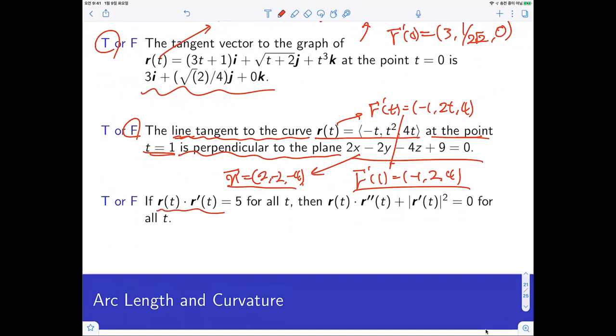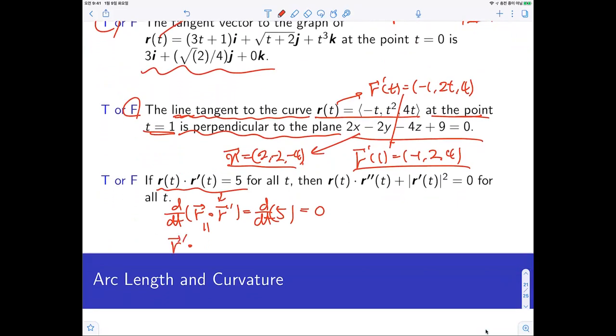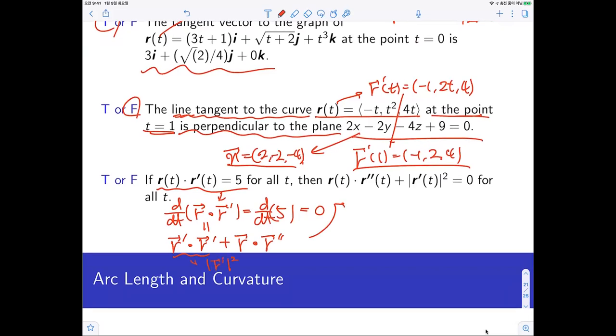Next one is: if the dot product between r and the derivative of r is constant, then we calculate d/dt of r dot r' equals d/dt of 5. Since 5 is constant, we have 0, and from the derivative of a product we get r' dot r' plus r dot r''. Since this is the magnitude squared of r', we get |r'| squared plus r dot r'' is 0.